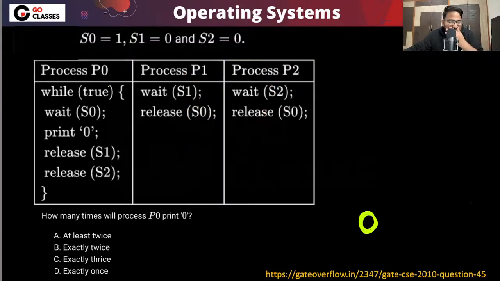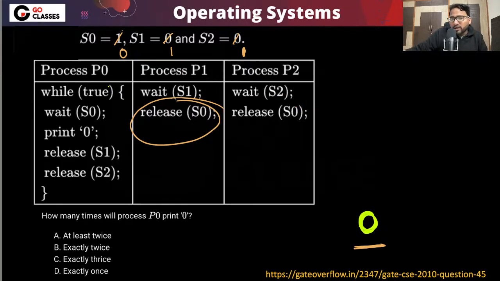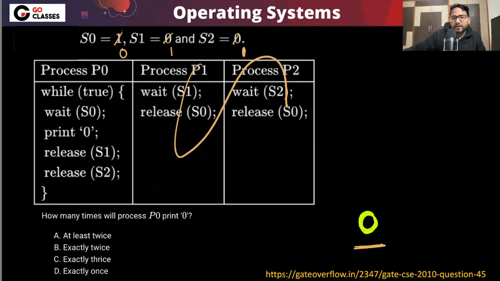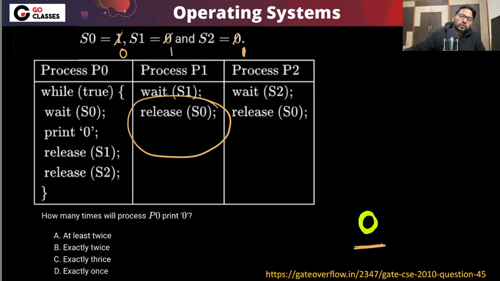Now, in this kind of problem, just observe one thing. You do this wait of S0, which will make it 0 initially, and then you print 0. Now you definitely have to release both of them, which means both of them are 1 now. If you want to execute this again, then you execute either this release or this release. I want to go here again, and for that I want this or this. But if I execute both of them, then I'm losing one of the updates to S0.